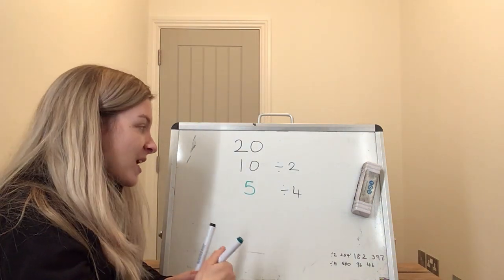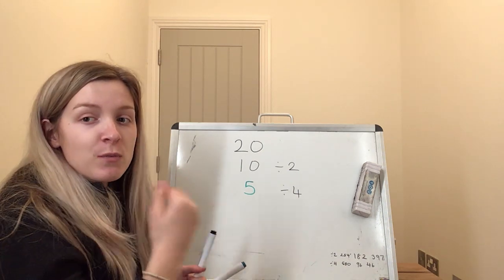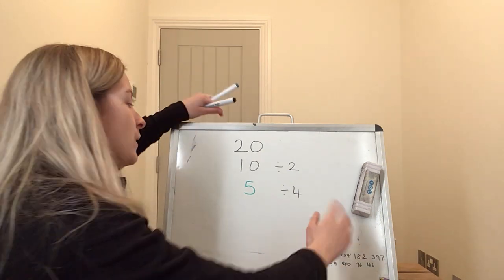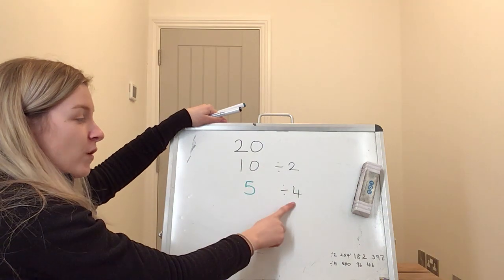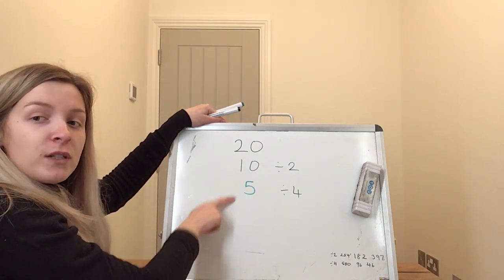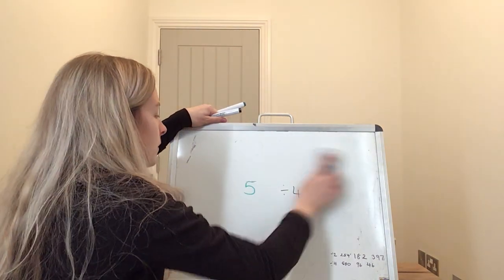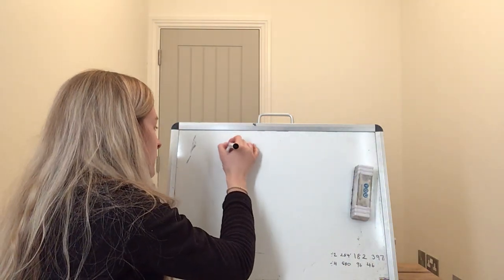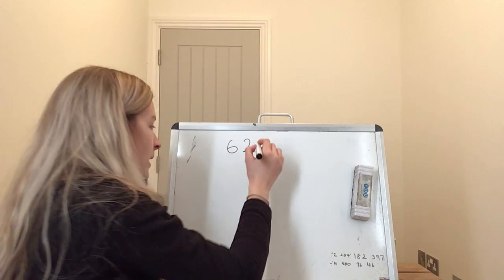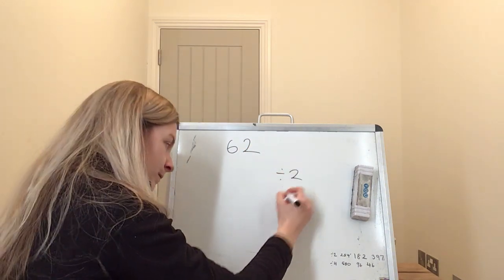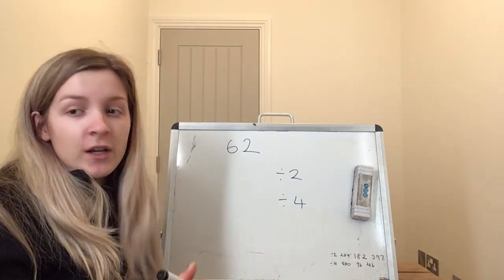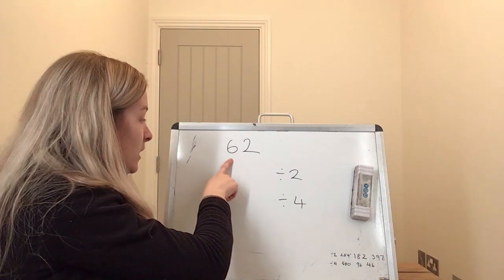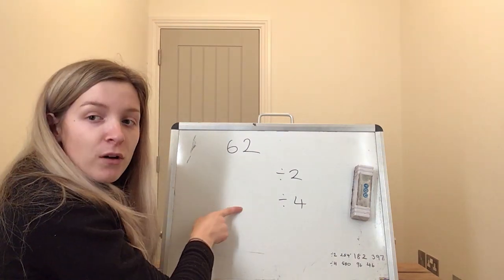Okay, let's just recap that rule with a couple of numbers before we then look at some 3-digit numbers. So to divide by 4, you simply half and half again. Okay, let's have a look at this number. Okay, your turn. Divide, half it and half it again.